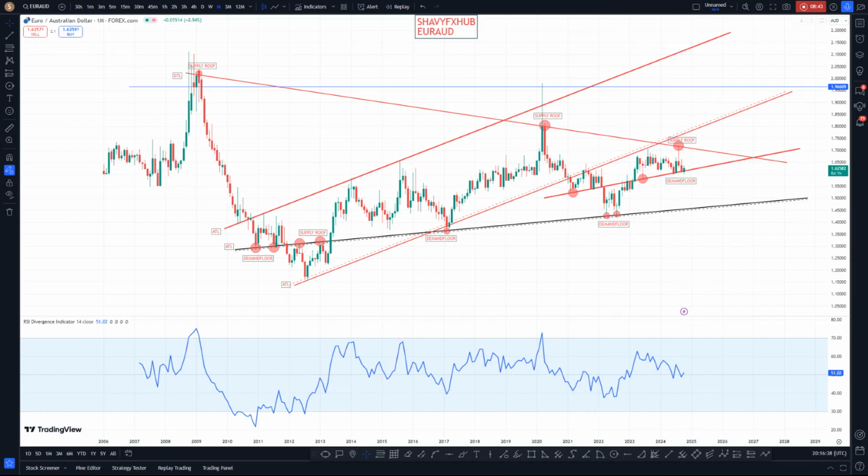This is a W. If you switch your line chart, you will see it. This is a neckline. So what I expect price now to do is to boom. So if you want to go long in Euro AUD, you are allowed to go long in Euro AUD. You are 100% allowed based on the structure on the monthly time frame.